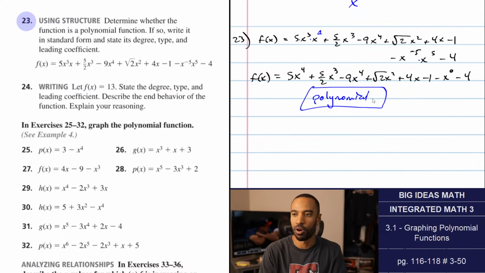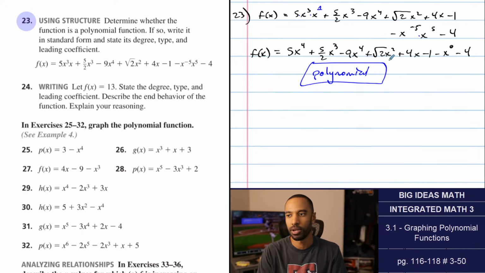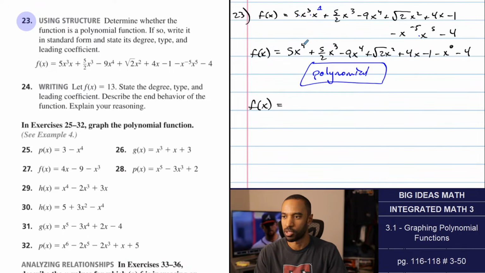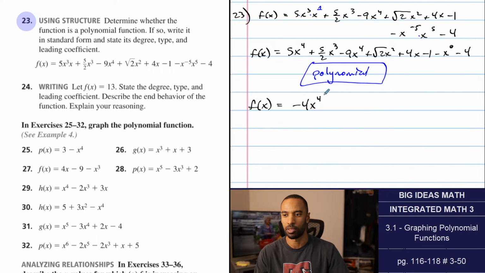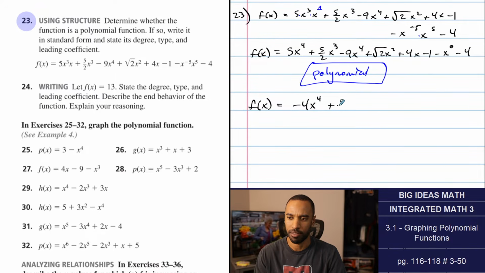We have to get standard form, a lot of things like that. What I'm going to do is write it in descending order of degree. Well, let's just combine like terms. I take it back. 5x to the fourth minus 9x to the fourth is negative 4x to the fourth. The highest degree is 4. The next is degree 3, and I see nothing that can combine with that, so I'll just put plus 5 halves x cubed. Degree 2 is next, this root 2 x squared, and I see no other one.